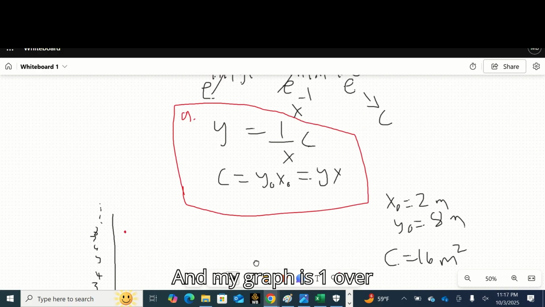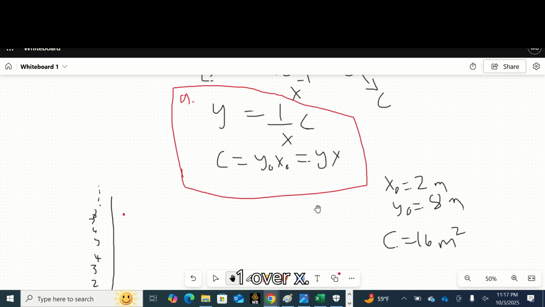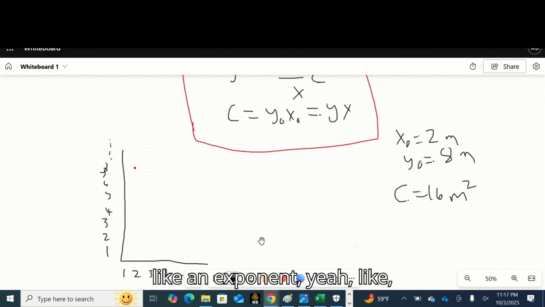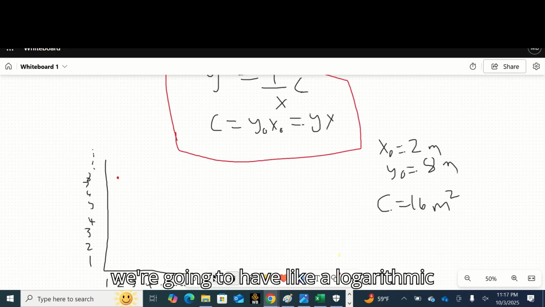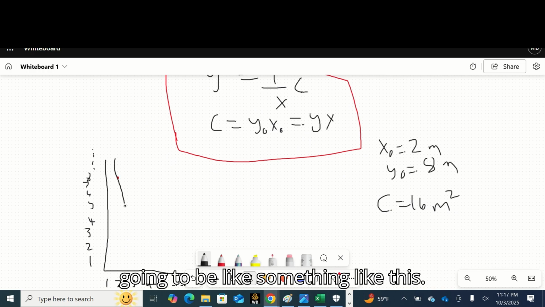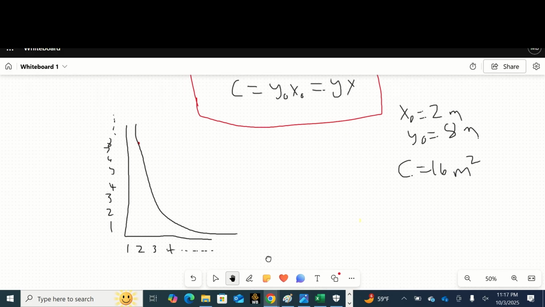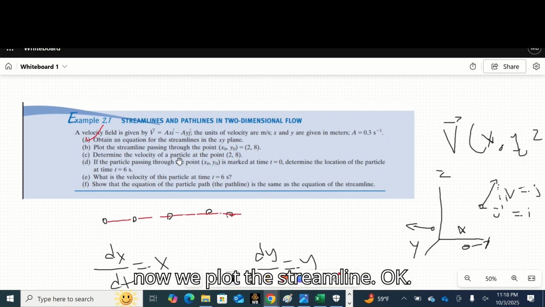And my graph is 1 over x. Y equals 1 over x. And I know that it's going to be logarithmic. We're going to have a logarithmic decrease, so it's going to be something like this. Now we plot the streamline, okay?